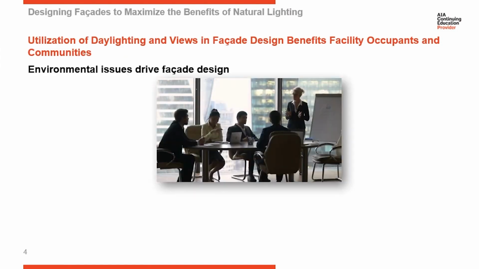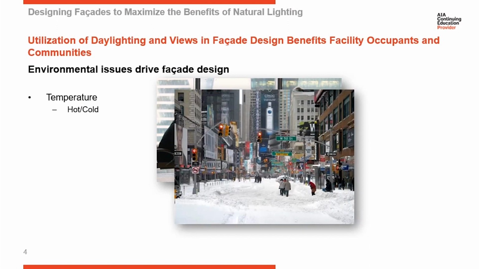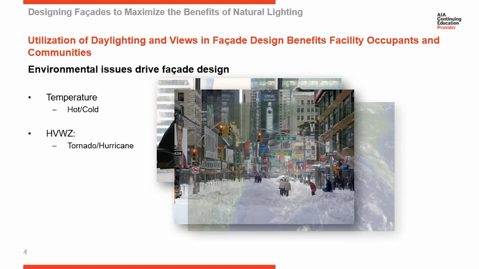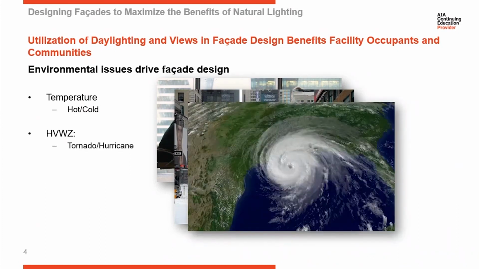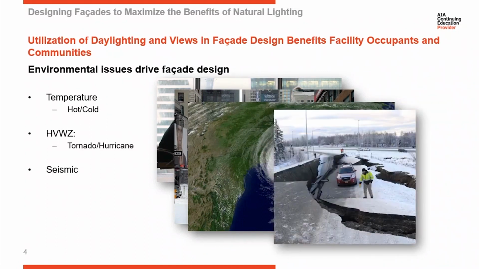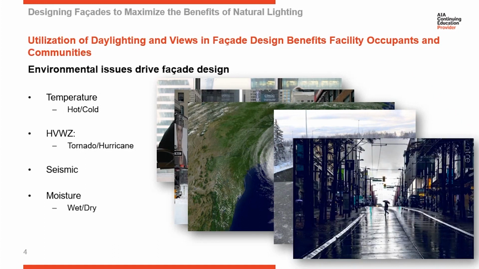As architects, when you're designing projects, there are many environmental drivers that are going to have an impact on the systems that you select for your specific project. When you think about temperature, hot, cold, this is going to have an impact on what system you select. Looking at high velocity wind zones, are you in a tornado area, a hurricane prone area? That's going to have an impact on the systems you select. Seismic also, are you near an area that's more prone for earthquakes? Moisture, hot or wet, cold environments, these all have an impact and drive the systems you're looking at.